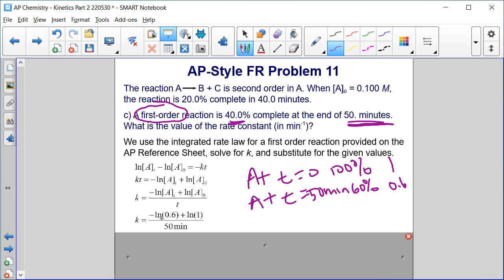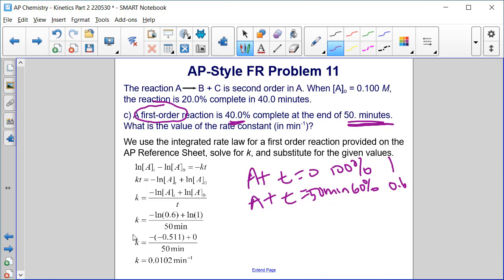So minus the natural log at time 50 minutes, which is 0.6, plus the natural log at time 0, which is 1, and then divided by the elapsed time, which is a total of 50 minutes. All right, so just a couple of calculations, and we get K equal to 0.0102 inverse minutes.